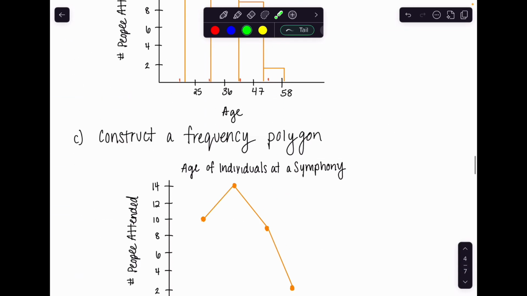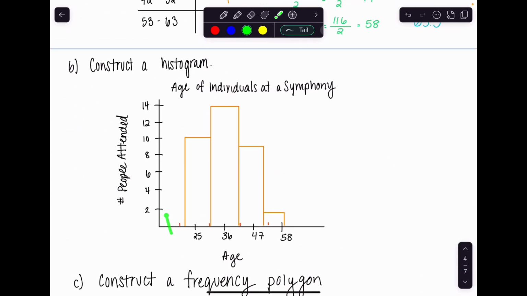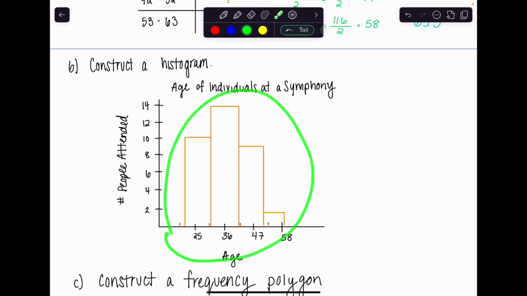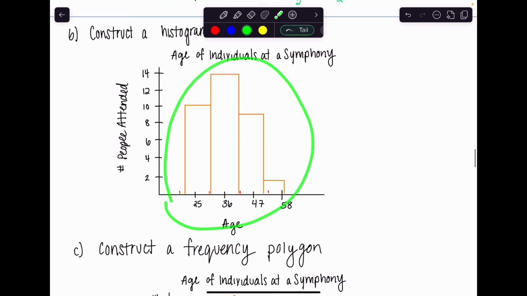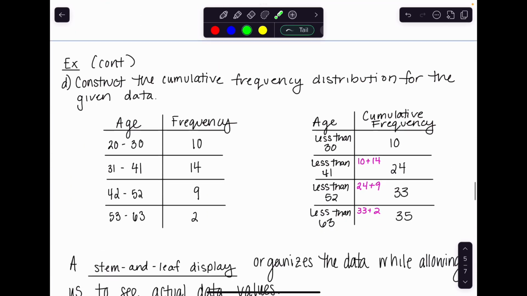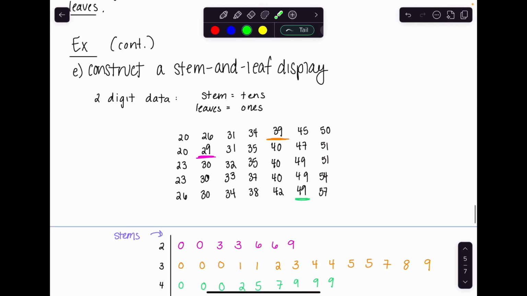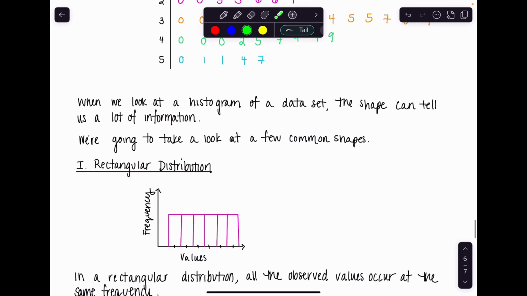But these histograms are going to be some of the most valuable types of graphs for us. Because when you plot data like this, the shape is actually going to tell you a lot of information about that population. So we're going to look at a couple different types of common shapes, and we'll see some examples of all of those as well.